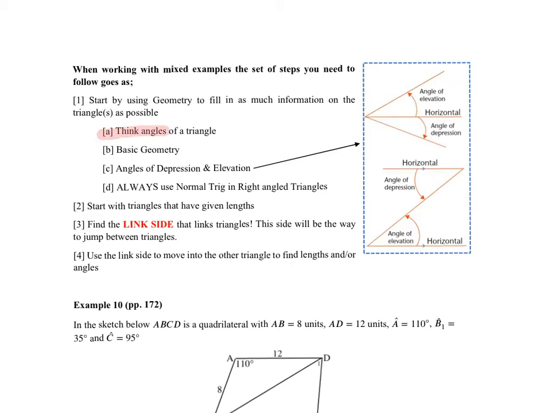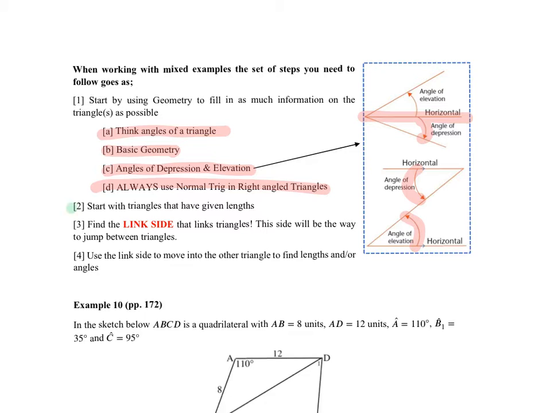So one of them being angles in a triangle, your basic geometry, angles of elevation and depression. Okay, remember it always comes from a horizontal. So depression is down from a horizontal and elevation is up from a horizontal. All right, and then don't forget your normal trig is still there, your opposite over hypotenuse, adjacent over hypotenuse, opposite over adjacent. Use that in the right angle triangles. You can use your sine and cosine rules, but why do that when you have the easier, more straightforward trig to work with only in right angle triangles?